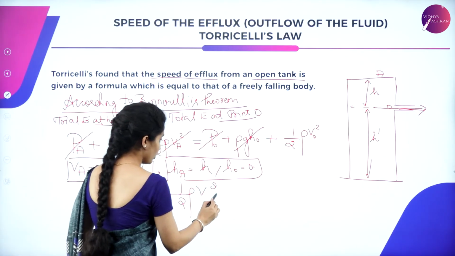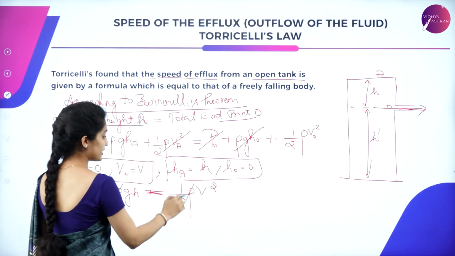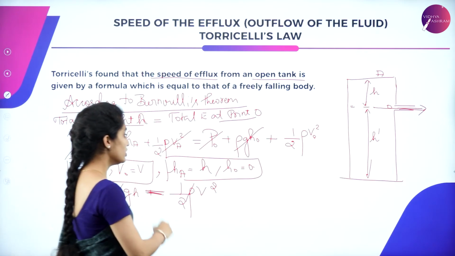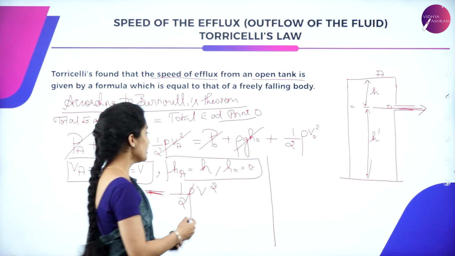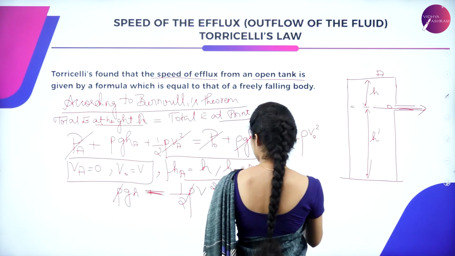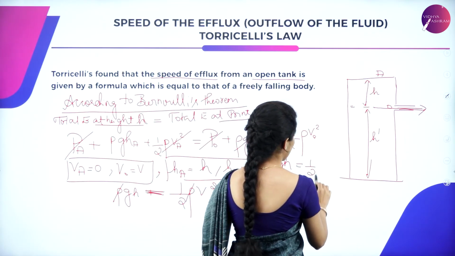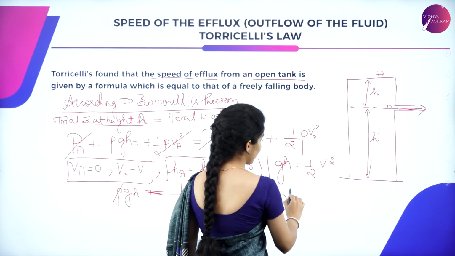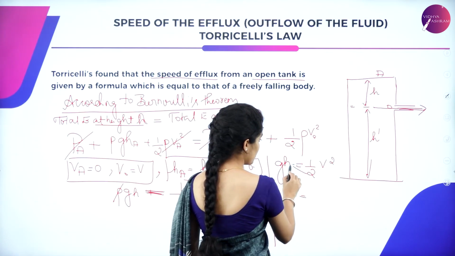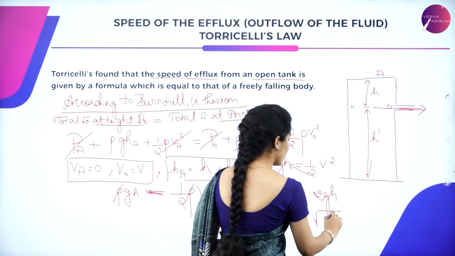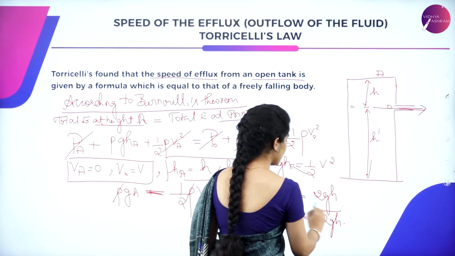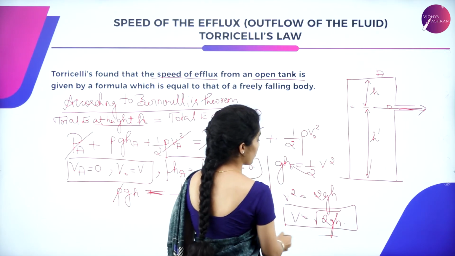I can write it as V square. So your rho and rho gets cancelled because it's one and the same. Here we are talking about the same density, so rho is one and the same. So you have got gh is equal to half V square. Retain your V square as it is and this 2 goes with it. So you have got 2gh, so V is equal to root of 2gh, which is the equation for a freely falling body.